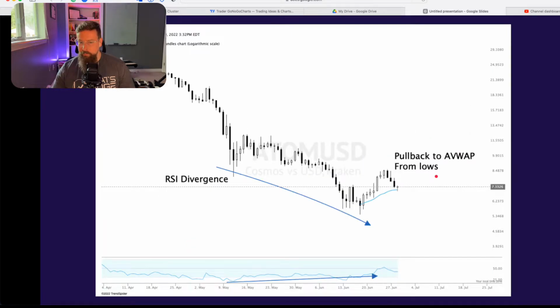Now, if that doesn't occur, I want to start looking at cryptos that show some relative strength, right? I want to be long the cryptos that are doing well, and I want to be short the cryptos that are doing poorly. It's mainly just the way I trade.